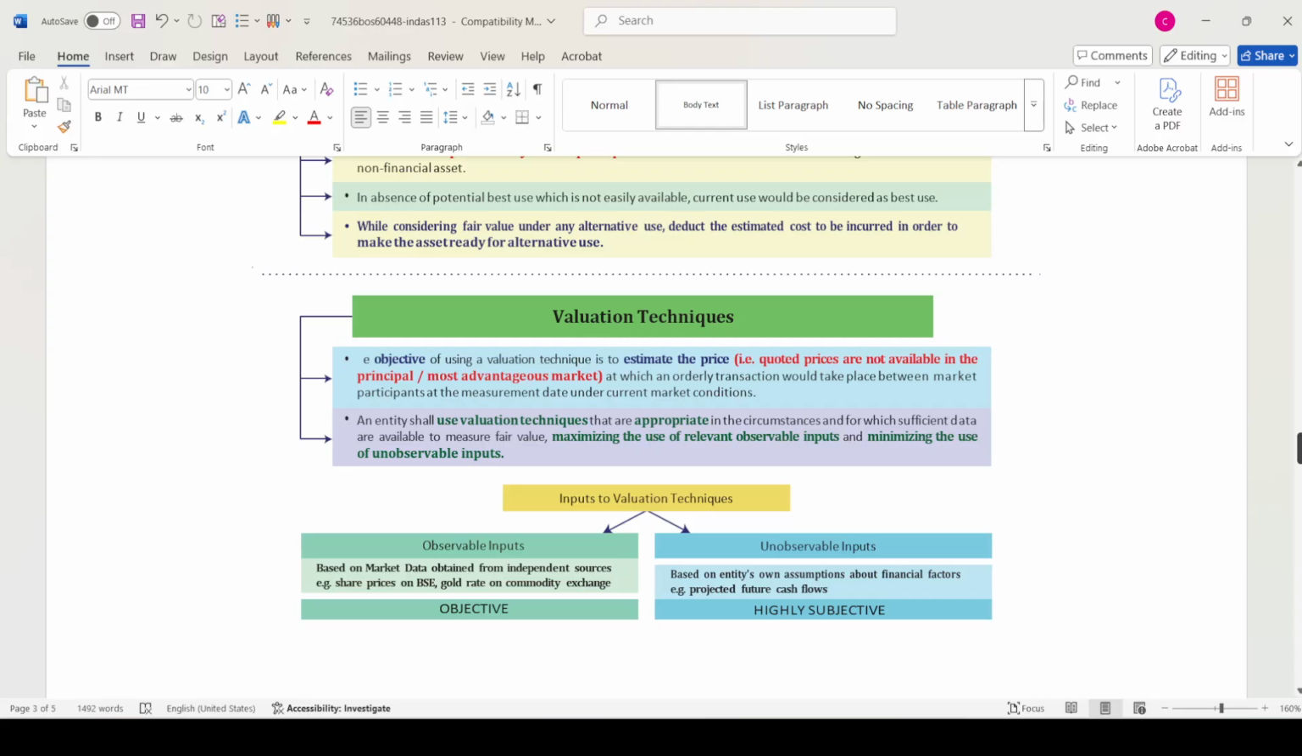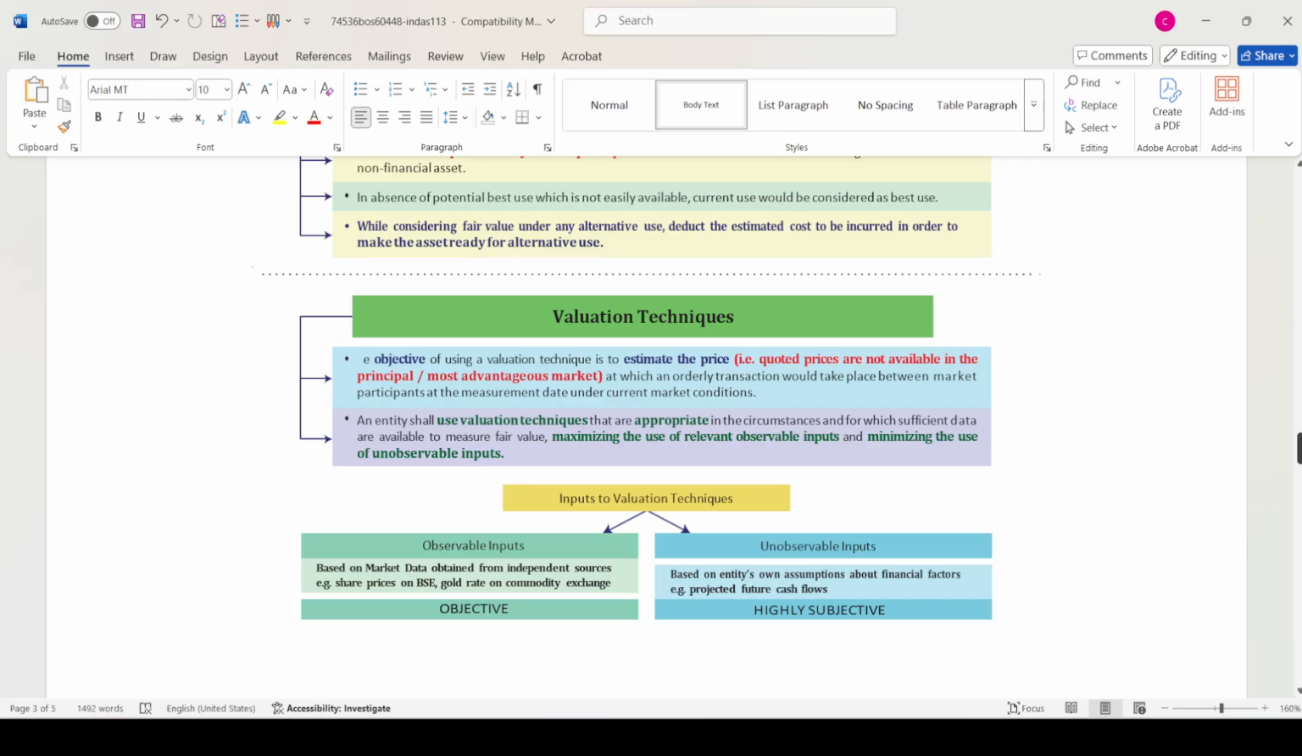So while valuing an asset or a liability, if you have an observable input, use it and determine the value of the asset. If you don't have that, then use unobservable inputs: you determine how much cash flows can be generated from using the asset and how much cost will be incurred, and we discount them using the relevant rate, risk-free rate, and determine the value of the asset.